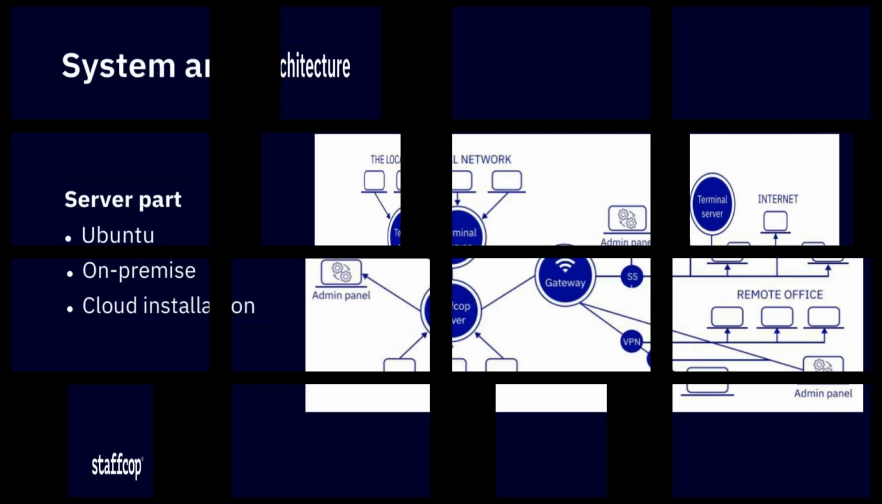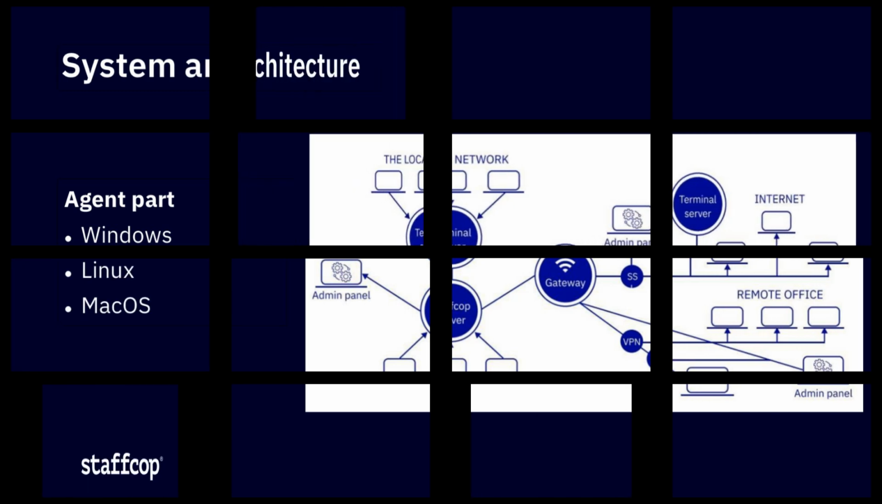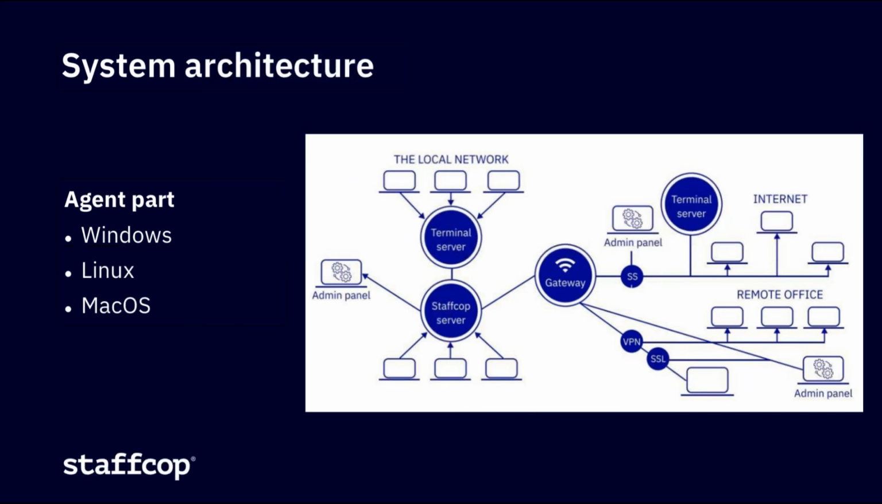Staffcop has a classic client-server architecture. The server part is deployed on a physical or virtual machine, and the operating system for the server is Ubuntu. You can deploy Staffcop both in your private network or in a public cloud such as AWS, Google Cloud, Azure, whatever. Your next step is to install agents on the endpoints where you have users working on laptops, PCs, terminals, and VDI server systems running on Windows, Linux, or macOS. The endpoint agents collect a wide range of data and events about user actions and transmit them to the server.